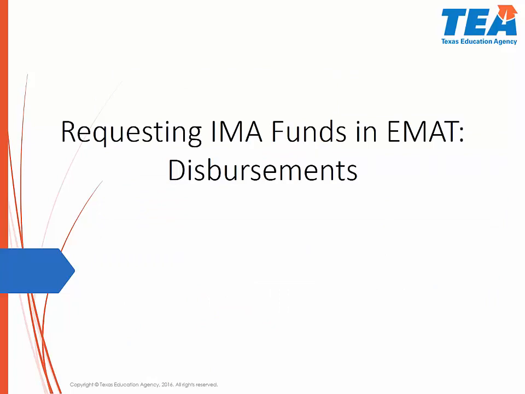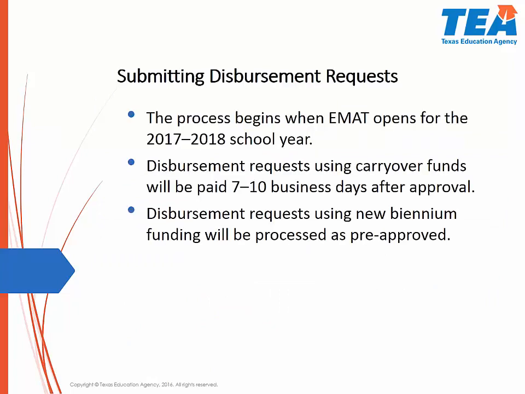Requesting IMA funds in EMAT, disbursements. You can begin submitting disbursement requests for the 2017-2018 school year when EMAT reopens in the spring. Your district and charter will be able to use any prior year carryover funds, and those disbursement requests will be approved and paid 7 to 10 business days later. Disbursement requests using new biennium funding will be processed as pre-approved.